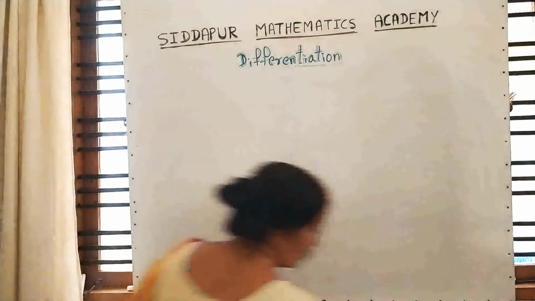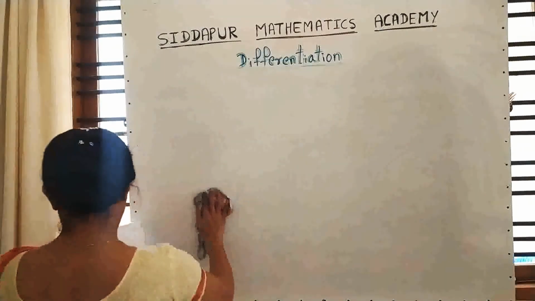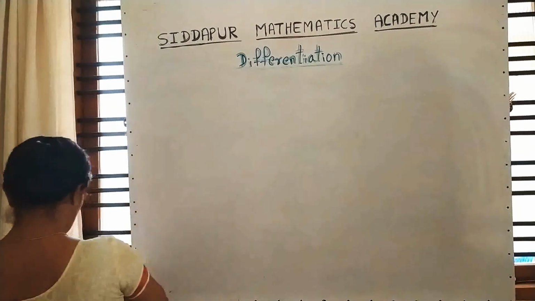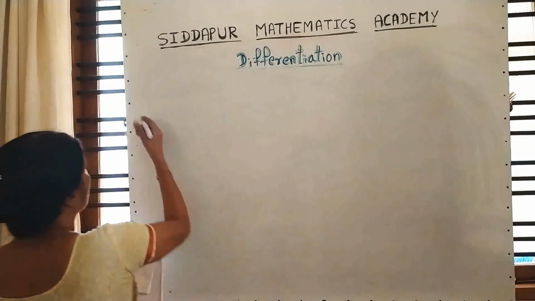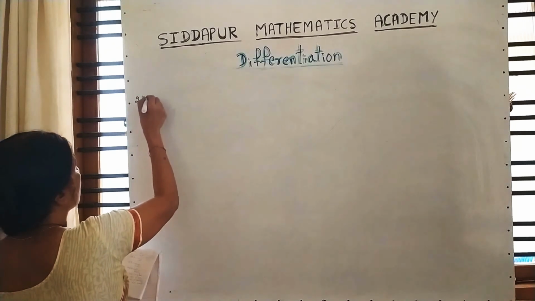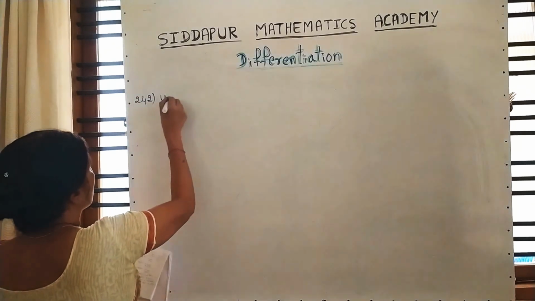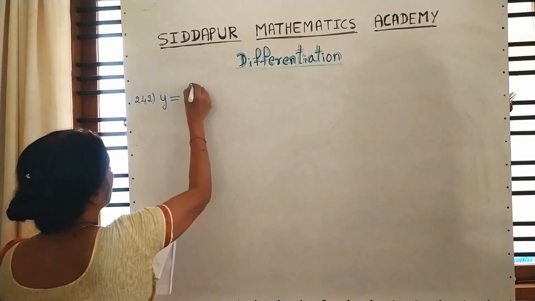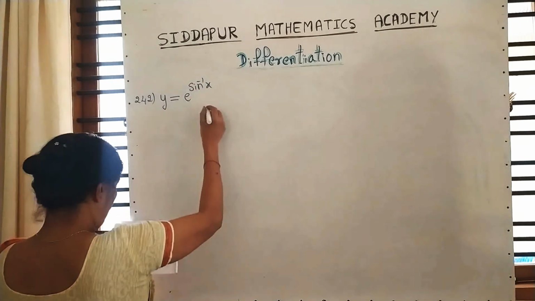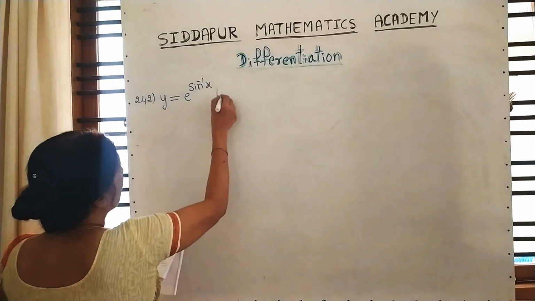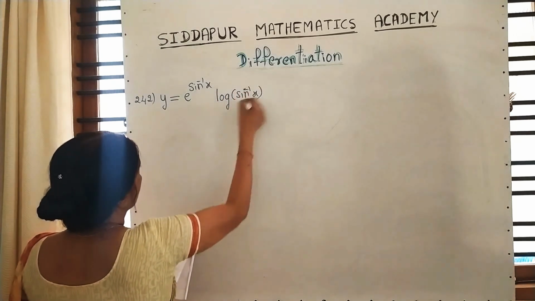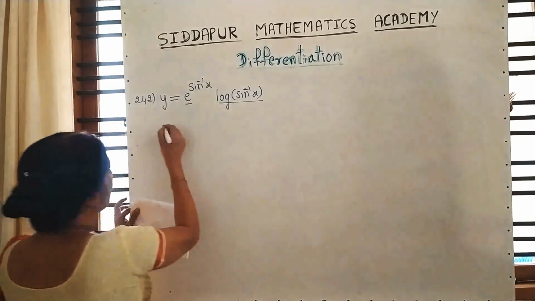Question number 241. 241 is completed. 242. y is equal to e raised to sin inverse x log sin inverse x. Basically uv.